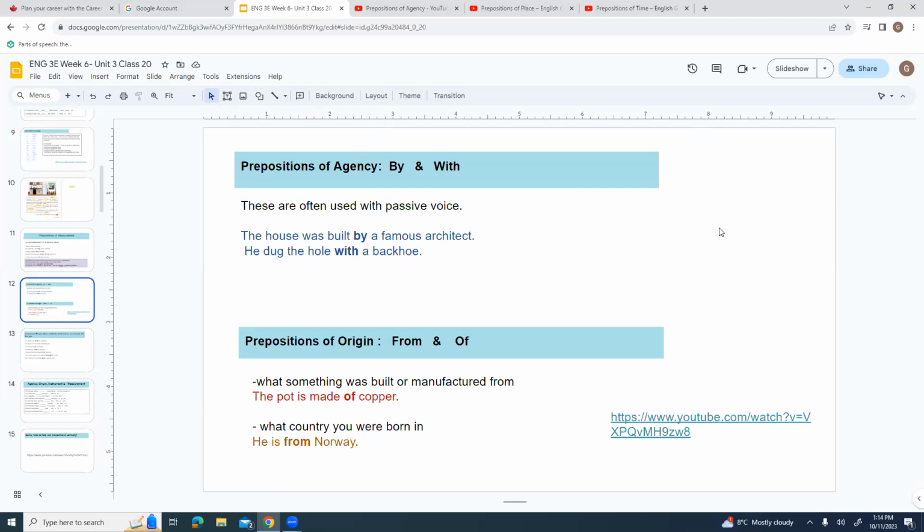Prepositions of origin, they tell you where something was built or manufactured or what country you're born in. So those 2 are from and of. The pot is made of copper. He is from Norway.